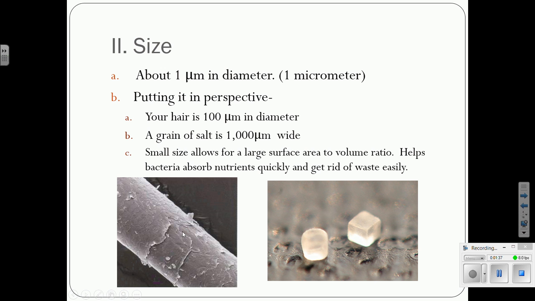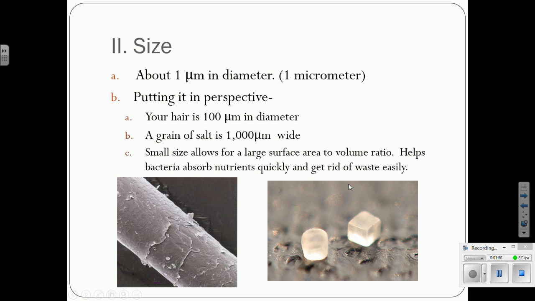So here's a strand of hair under an electron microscope, and across this hair, that's about 100 micrometers wide. Over here is a grain of salt. This is about 1,000 micrometers wide. So if we're looking at a bacteria as only 1 micrometer, you can see just how, I mean, it would be like a dot on this piece of hair over here.